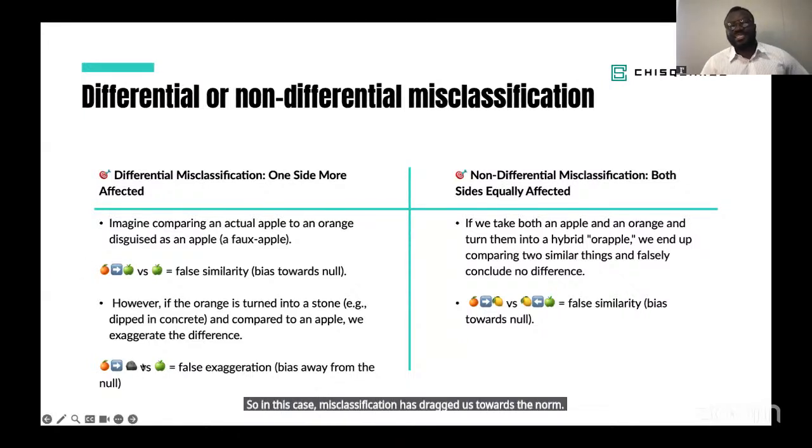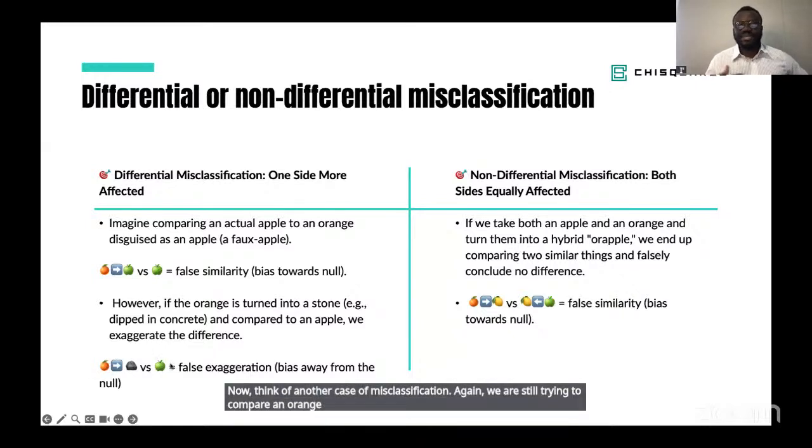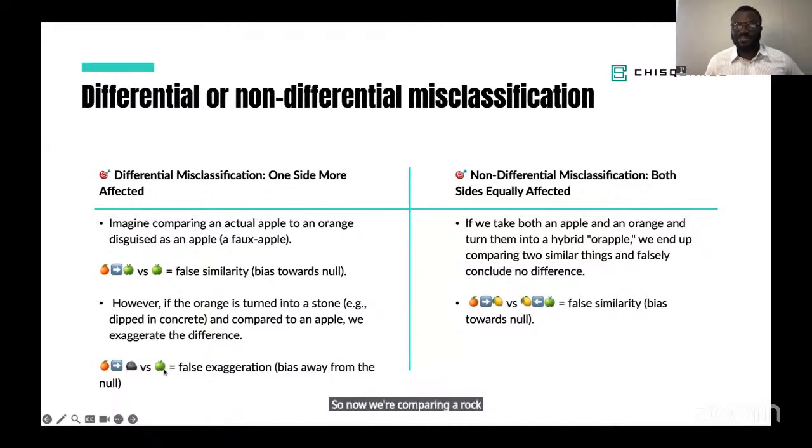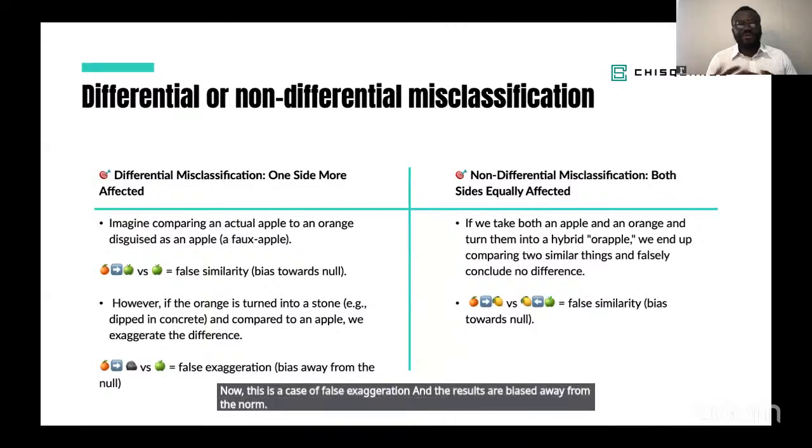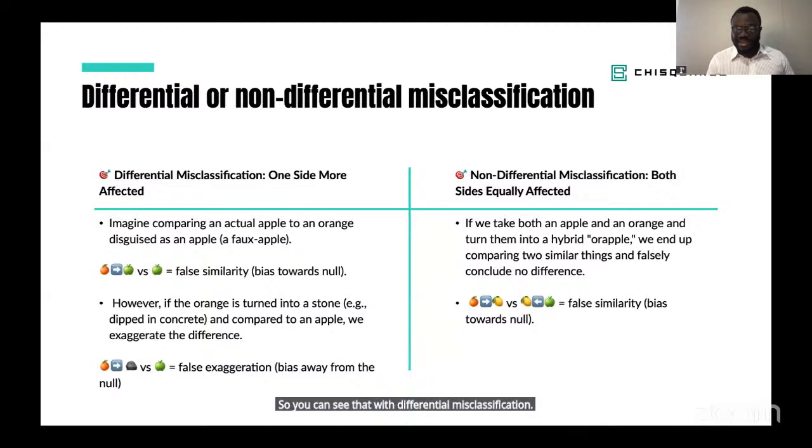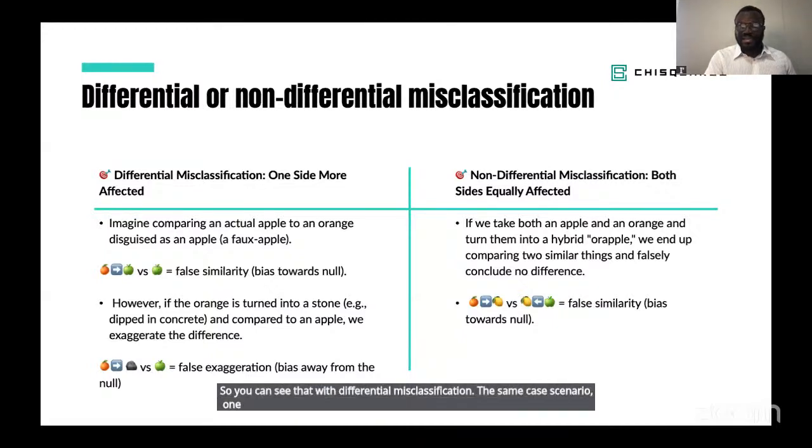Now, think of another case of misclassification. Again, we are still trying to compare an orange to an apple. But this time, we somehow mistakenly classified the orange as a rock. Maybe the orange fell into a slab of concrete and came out looking like a rock. So now we're comparing a rock to an apple. Of course, we say, oh, they're very different. Now, this is a case of false exaggeration, and the results are biased away from the null. So you can see that with differential misclassification, in the same scenario, one took us towards the null, the other dragged us away from the null, right?